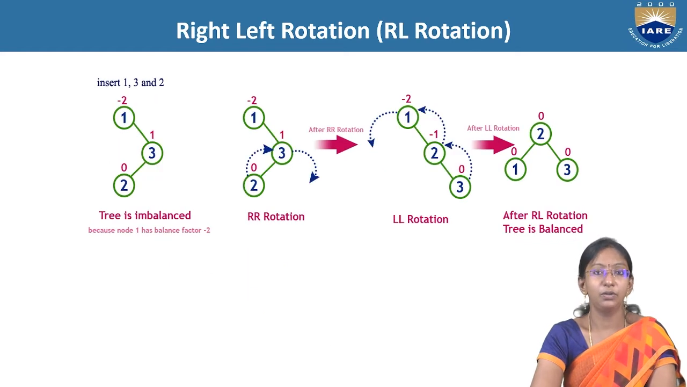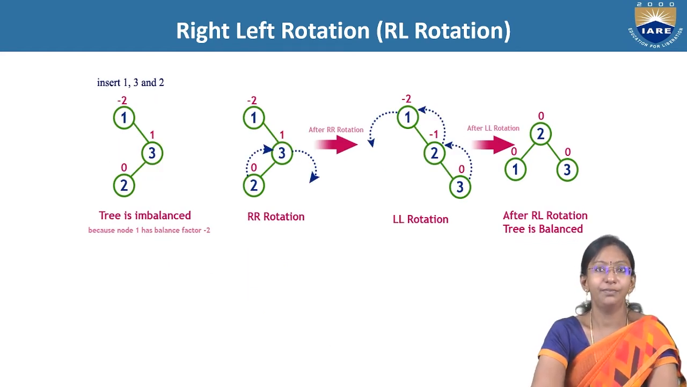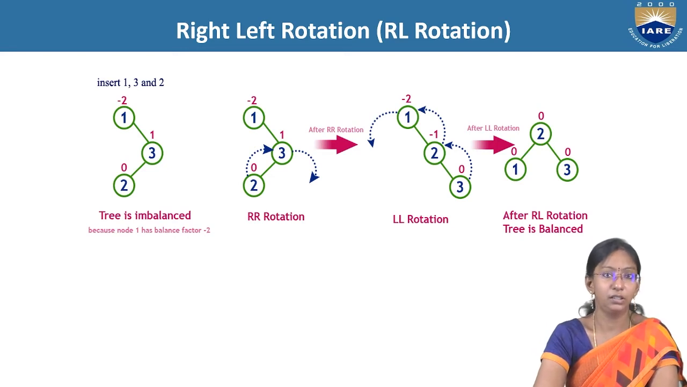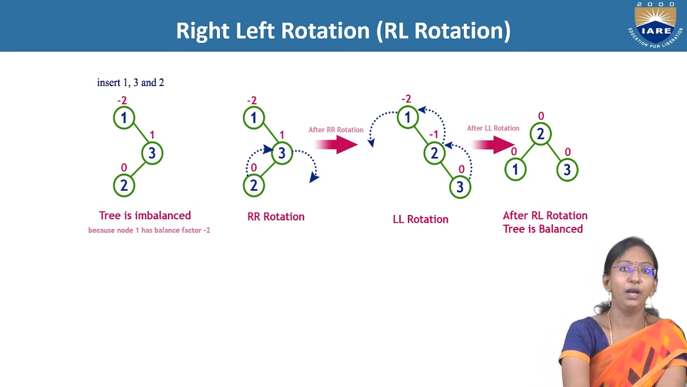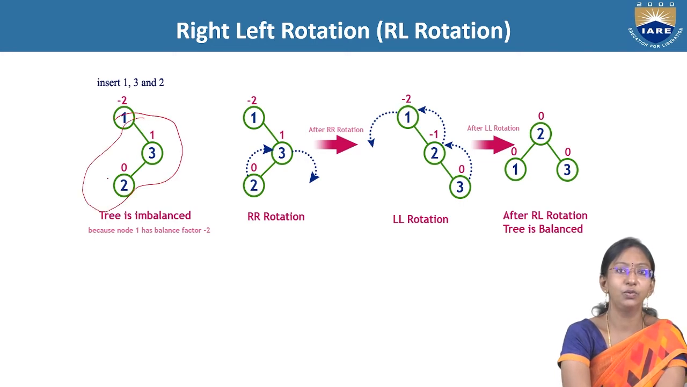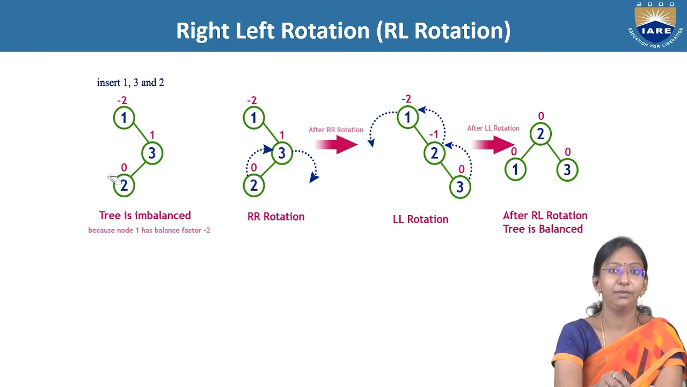A contrary to that is right-left rotation. After inserting 1, 3 and 2, you can clearly see that 1 lost its balance because of insertion of 2. Where did 2 get inserted? In the right subtree as a new left child. Right subtree as a left child. That is right-left rotation. So first I am going to perform right rotation, then left rotation.